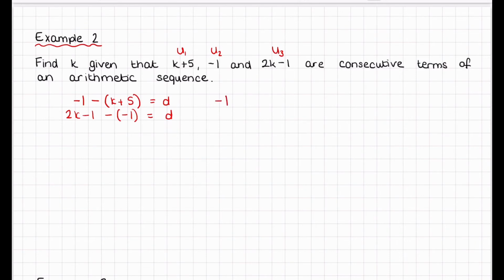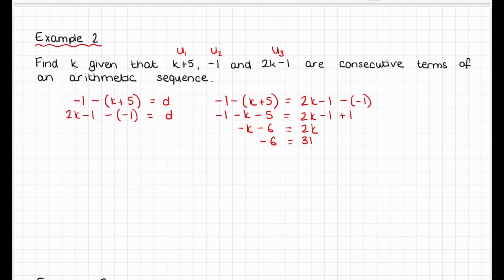So we'll have negative 1 minus (k plus 5) must equal 2k minus 1 minus negative 1. Now we've just simplified this. So we'll have negative 1 minus k minus 5 equals 2k minus 1 plus 1. And we'll have negative k minus 6 equals 2k, so negative 6 equals 3k, and therefore k equals negative 2.